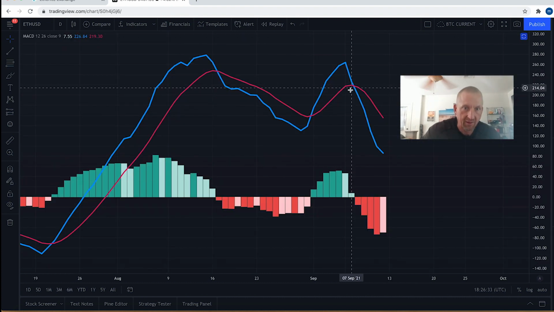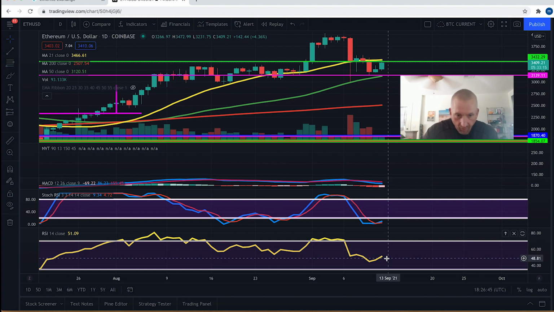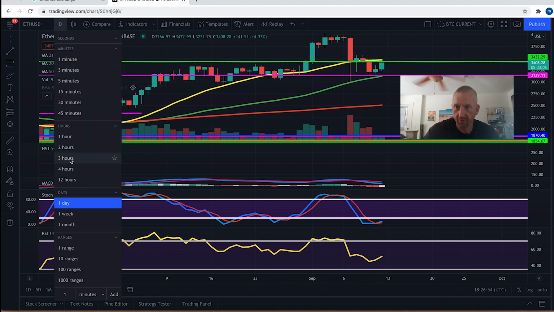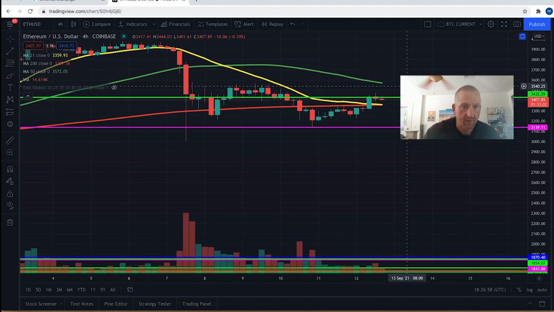If we look at our MACD, we still have a bearish, but remember, it's always behind just a little bit. So the MACD is definitely, and also our RSI is at 50, which is the halfway between bearish and bullish. Let's go to the 4 hour really quickly here.